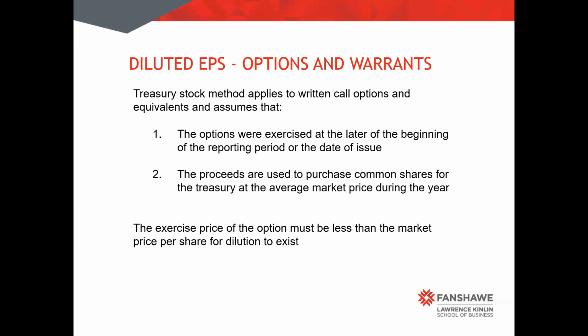Treasury stock method, this applies to written call options. It assumes that the options were exercised at the later of the beginning of the reporting period or the date of the issue. Any proceeds are used to purchase common shares at the average market price during the year. And the exercise price of the option must be less than the market price per share for a dilution to exist. So keep that in mind. If the exercise price is less than the market price, it will dilute the earnings per share.